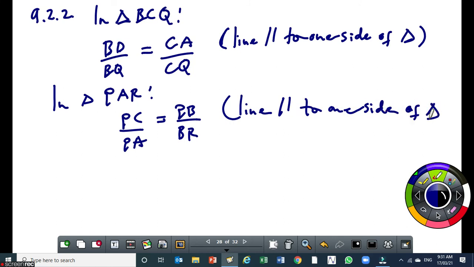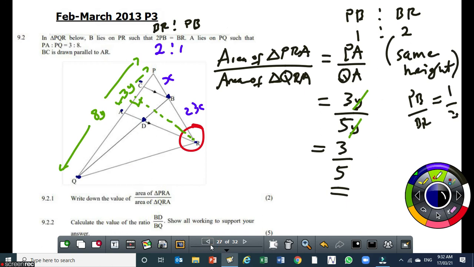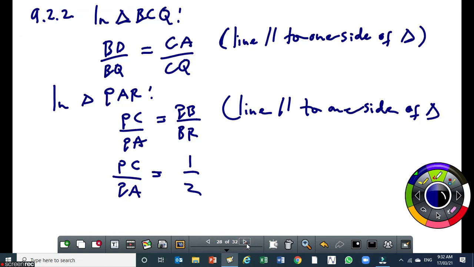Fortunately, this ratio PC over PA is going to be equal to 1 over what? 1 over 2. Because this is x, that's 2x. Before I just write 1 over 2, let me substitute that x in there. I put that x over 2x, then I'll get 1 over 2.